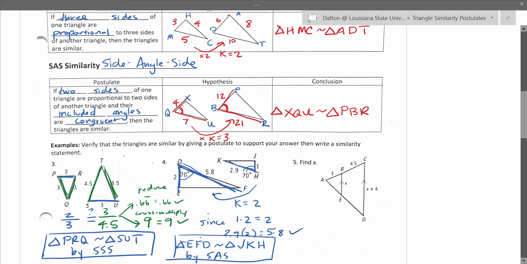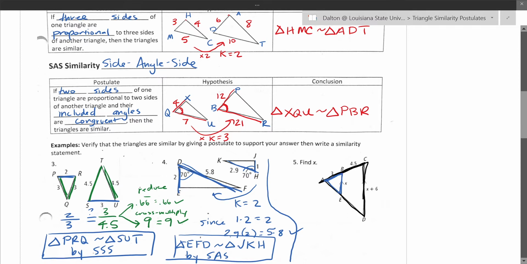Now, the last one is different. It has different directions. This is saying find X, solve for X. So, the first thing that we need to do is, if we can prove that these triangles are congruent to each other, then we can solve for X. So basically, in order to prove that they're congruent, and remember, I'm trying to prove that this little blue triangle is congruent to the big triangle, ACD.